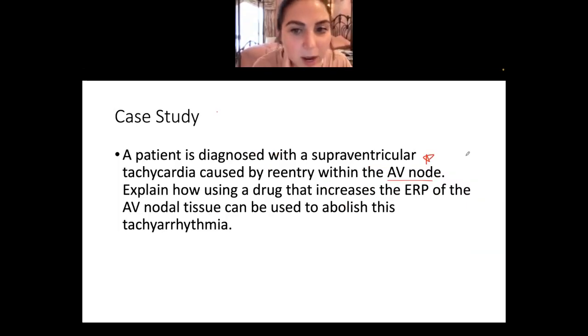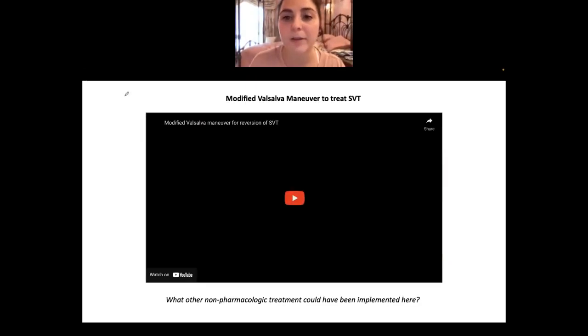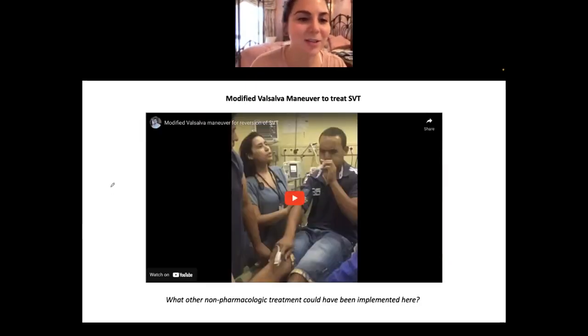So my question for you guys, and you don't have to answer it, just explain how using a drug that increases the ERP of the AV nodal tissue can be used to abolish this tachyarrhythmia. And again, this is what a lot of the antiarrhythmics are doing, so we'll talk about that a little bit more, but this is kind of where we're going with the antiarrhythmics. But another thing I wanted to show you is you can do a Valsalva maneuver.